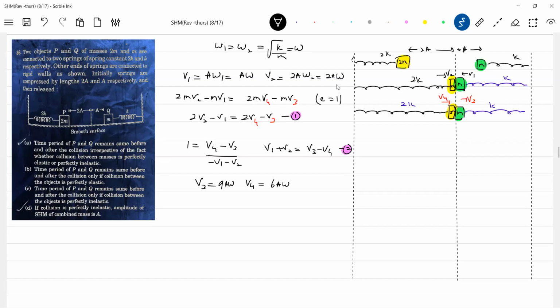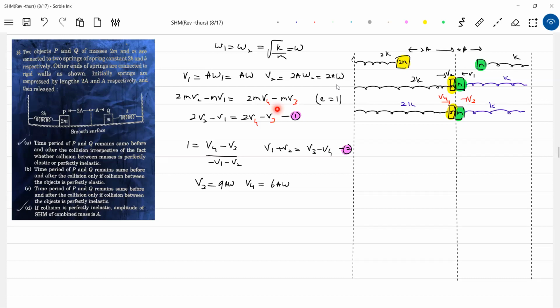So we assumed the directions correct. Again, you look at this one. After collision, this will have more speed than this. So will they be in contact or lose contact? They lose contact. Is it correct? V3 is 9a omega, V4 is 6a omega. Symbols correct, no?